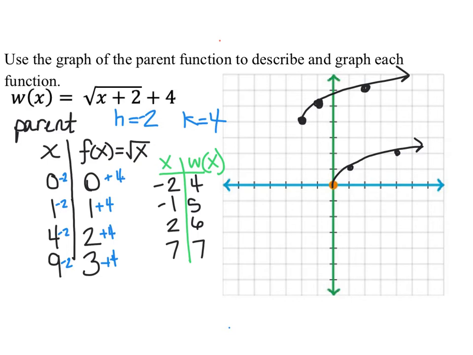So you can see that each point, so the origin is now at -2, 4, so it's shifted 2 to the left and 4 units up. This point, again, 2 to the left, 4 up. This one, 2 to the left, 4 up.